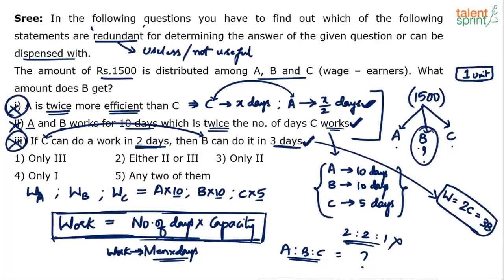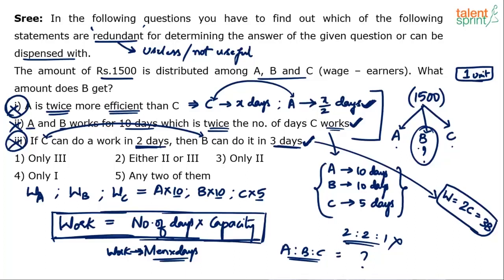So can I say, is there any statement which is redundant here? No. He's asking us to find out which statements are redundant. If he says which statements are required, then all are required. Is there any statement that is redundant? No. There's nothing which is redundant. Can we do away with anything? No, right? Can we do away with anything?